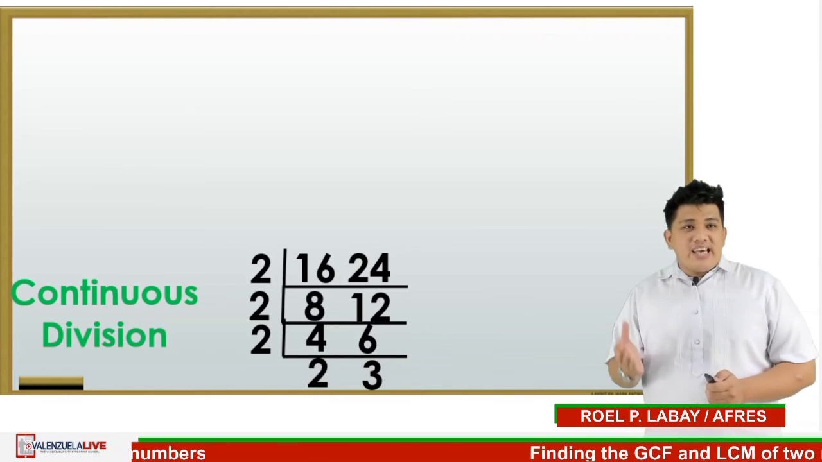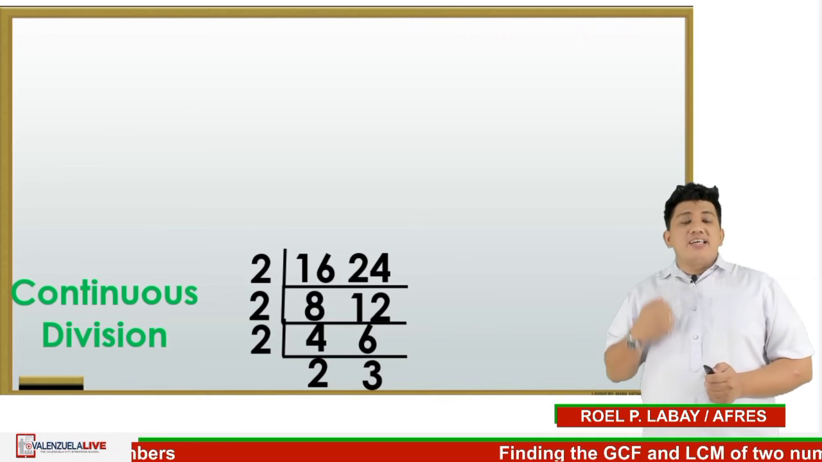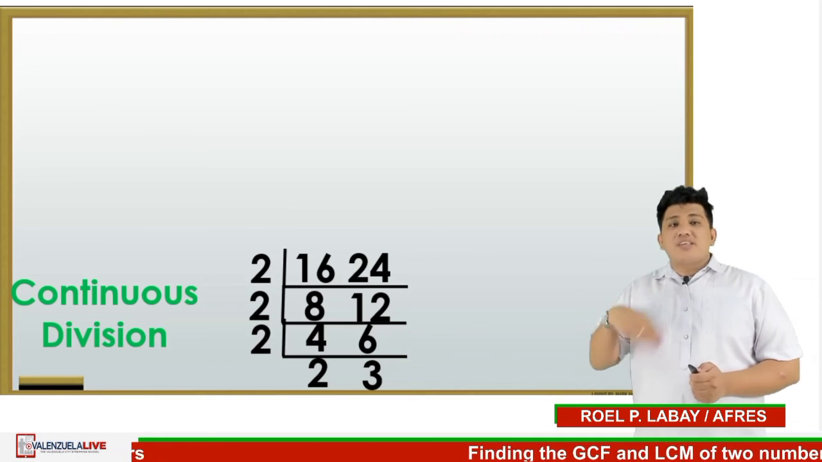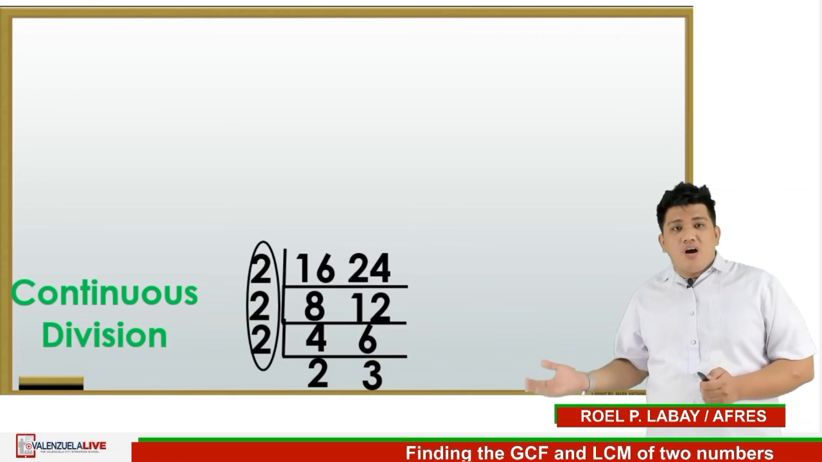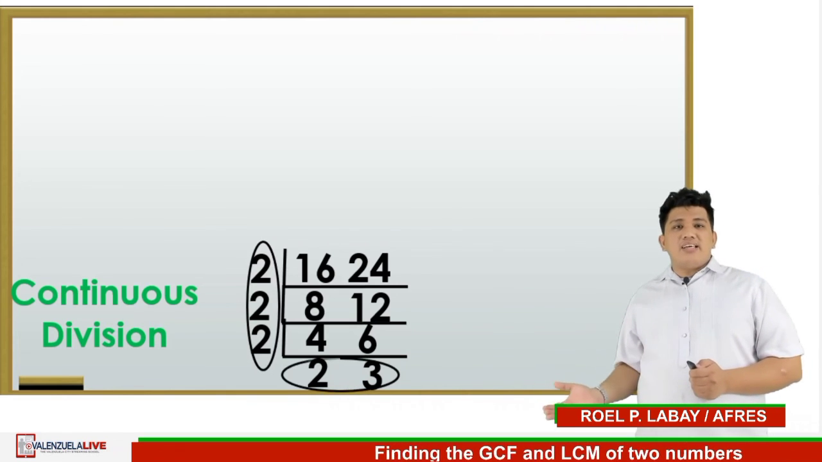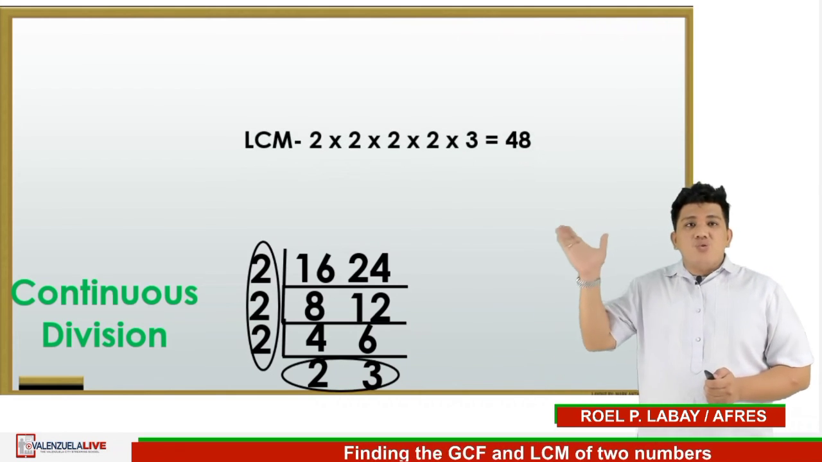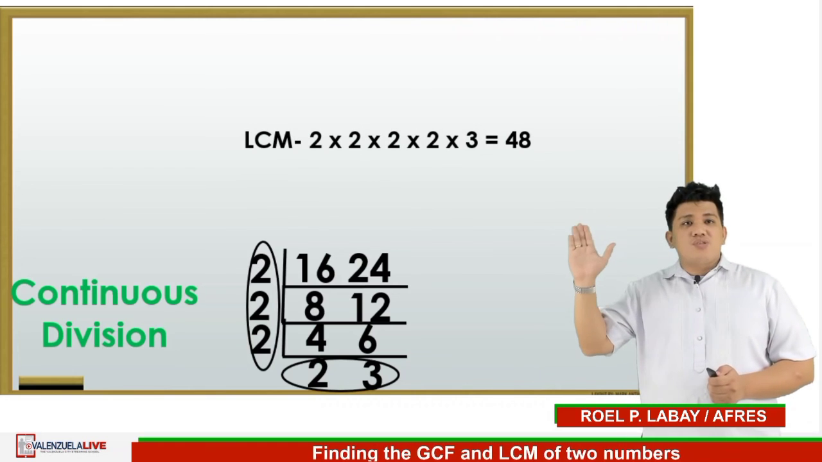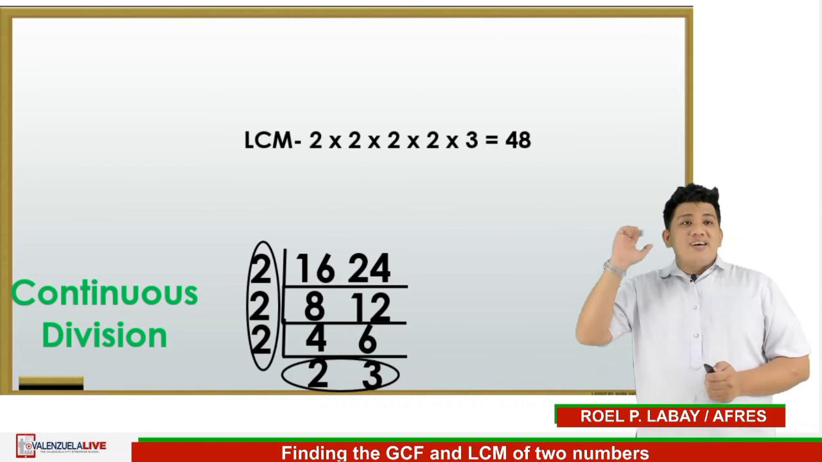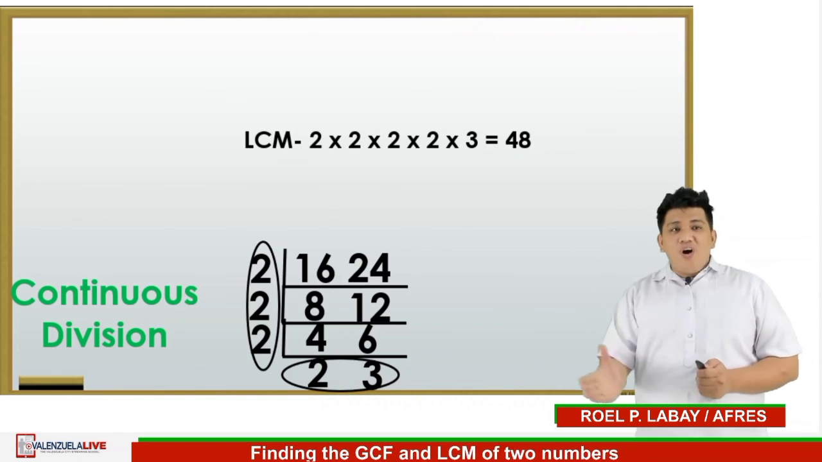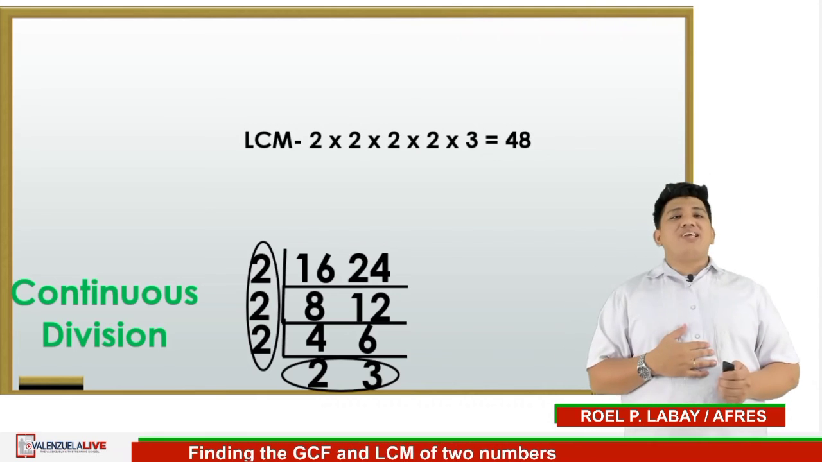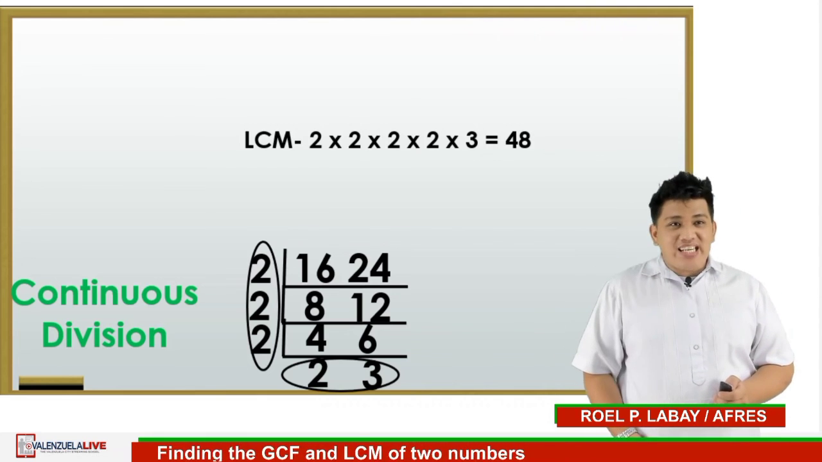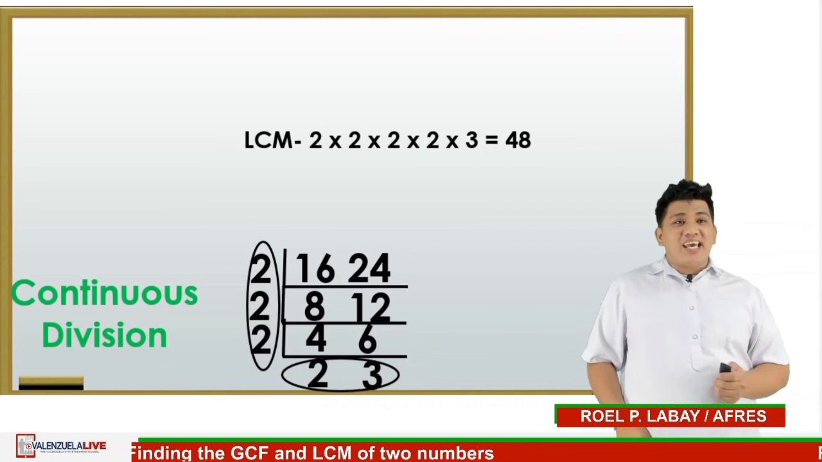So, to get the LCM, we'll just multiply the prime divisors, which are 2 times 2 times 2, and the remaining quotients, which are 2 and 3. Therefore, the LCM is 2 times 2 times 2 times 2 times 3, or 48. Therefore, the least common multiple of 16 and 24 is 48. Did you get the same result?